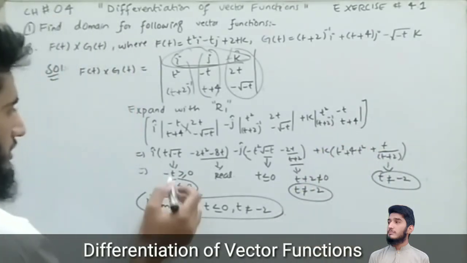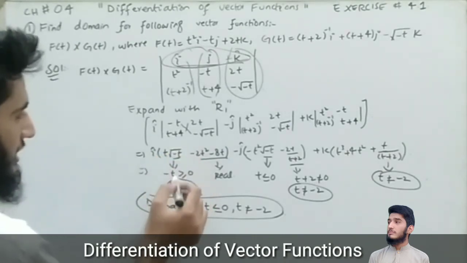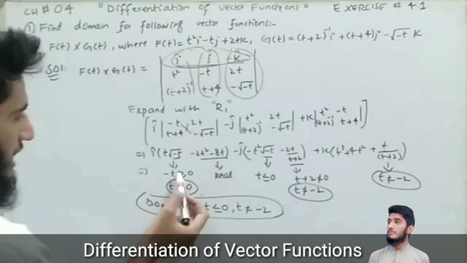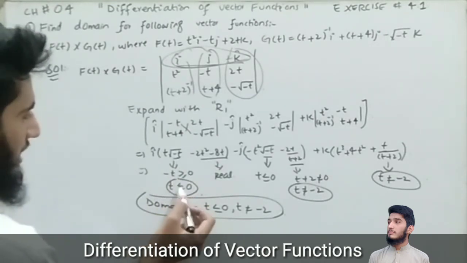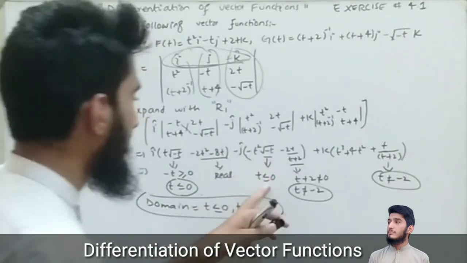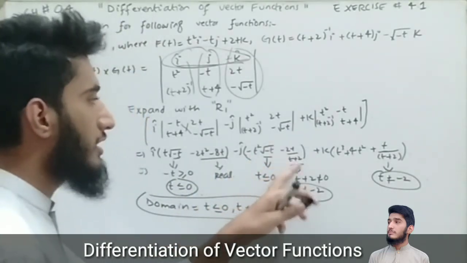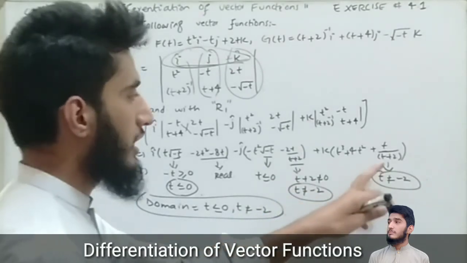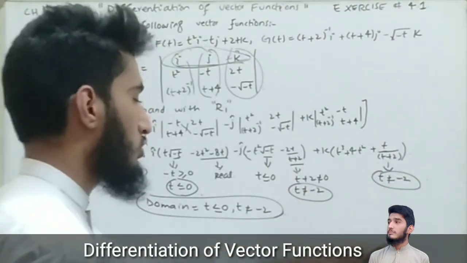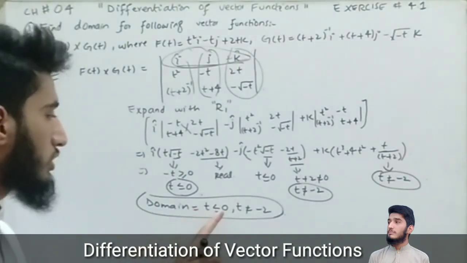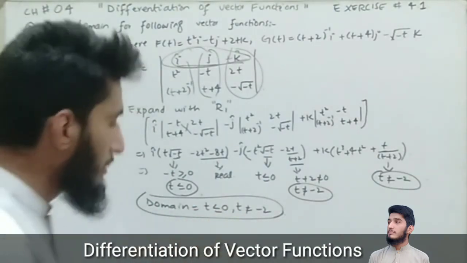Now for the domain, the under root function must be greater than or equal to 0. Now multiply both sides with minus, so the inequality will reverse, it becomes t less than or equal to 0, the domain. For this function domain is real, for this again t less than or equal to 0, and for this function the denominator should not be equal to 0, so t should not be equal to minus 2, this is the domain. Over here again the same logic, t should not be equal to minus 2. So the whole domain for part number g is t less than or equal to 0, and t should not be equal to minus 2.